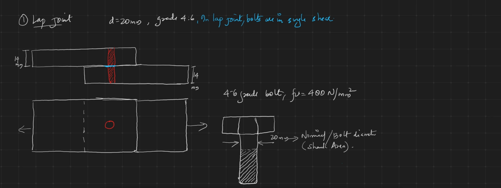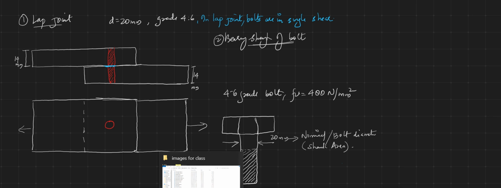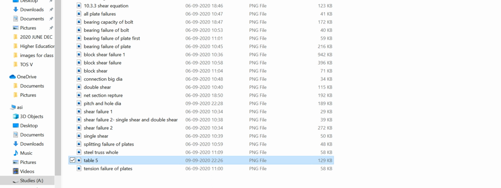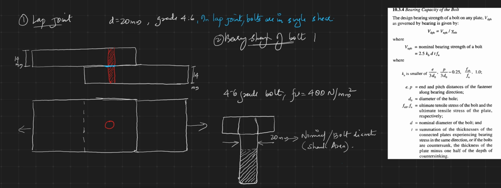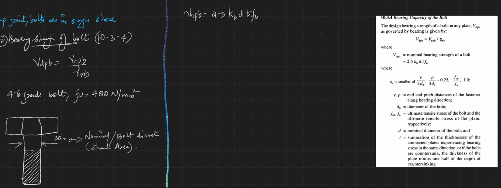Now the next step is to determine the bearing strength of the bolt. In IS 800:2007, if you take clause number 10.3.4, you could see VDPB is equal to VNPB divided by gamma MB, where VNPB is equal to 2.5 kb d t fu. We will see each term one by one. Here kb is the smaller of e by 3d0, or p by 3d0 minus 0.25, or fub divided by fu, or 1.